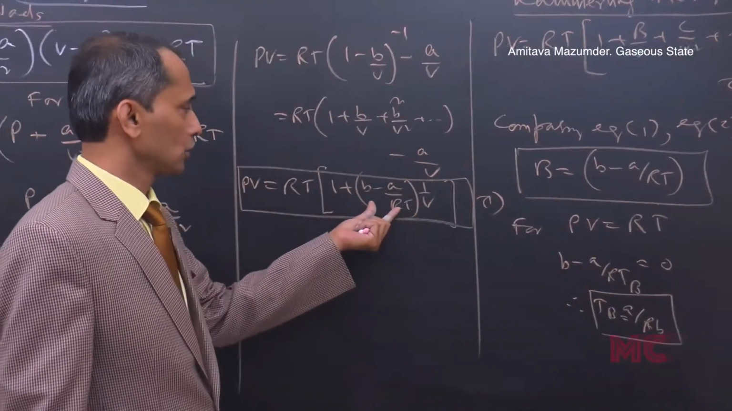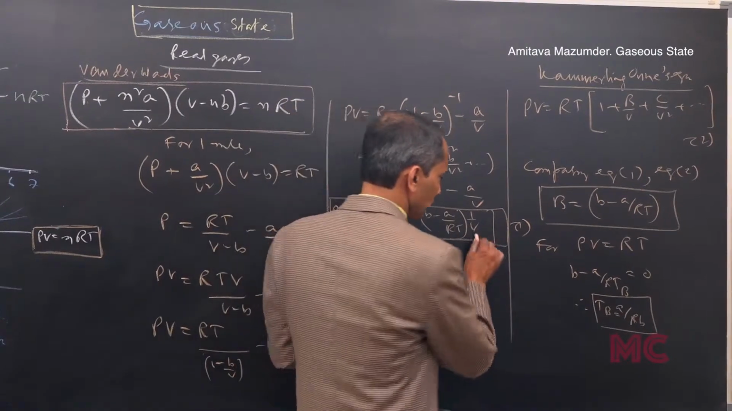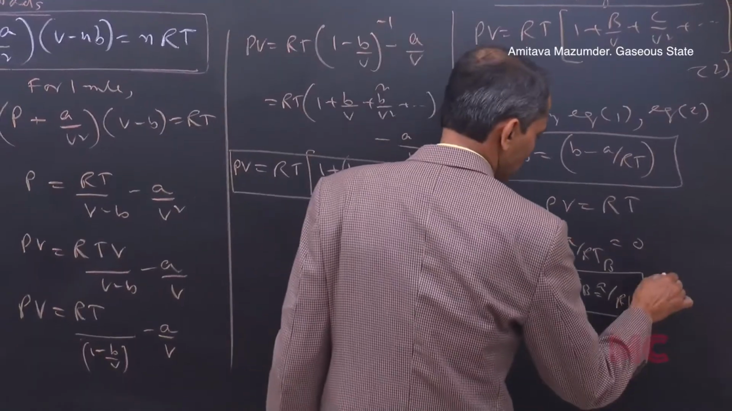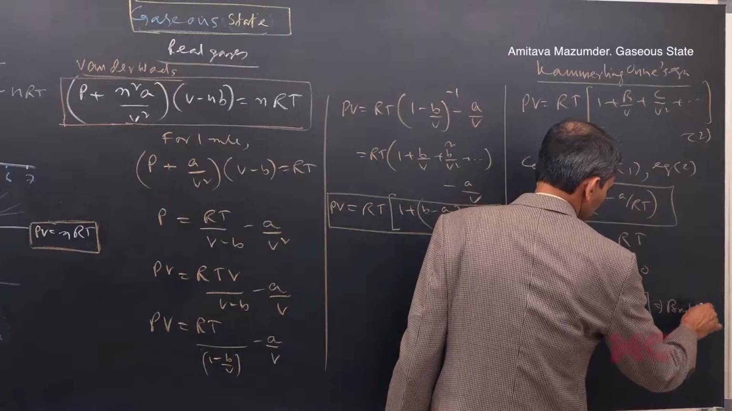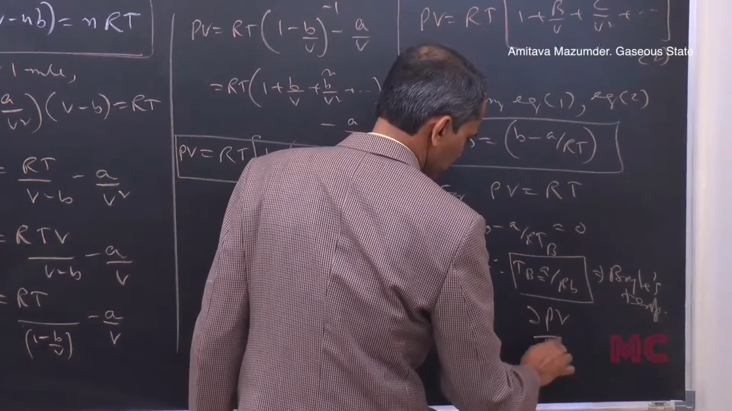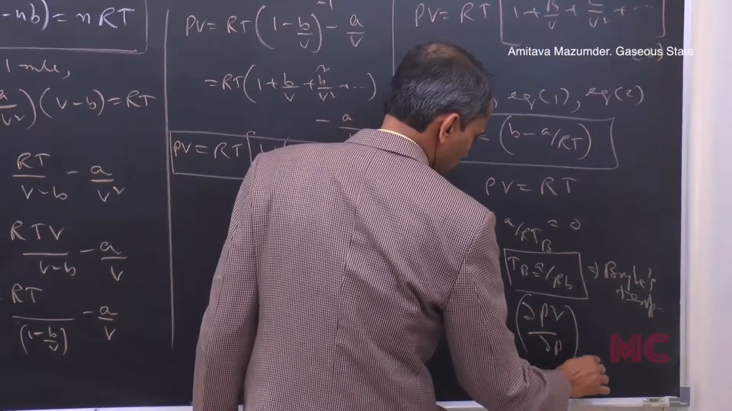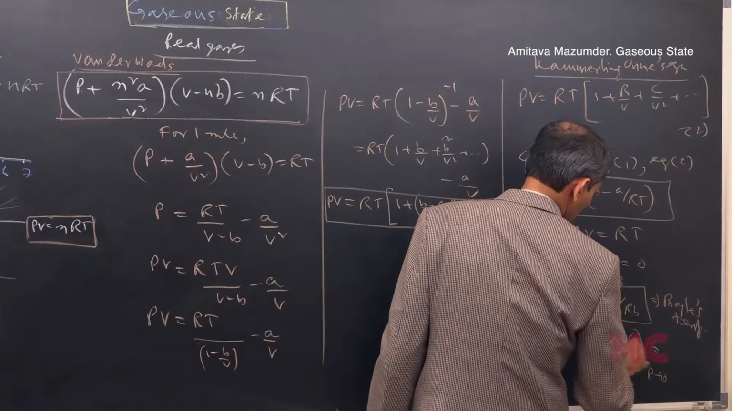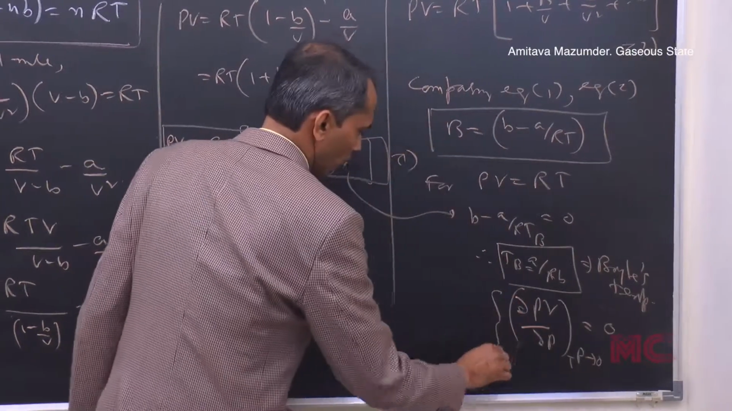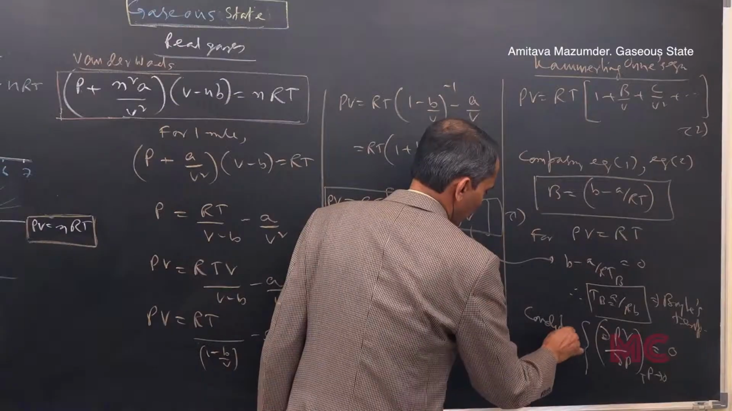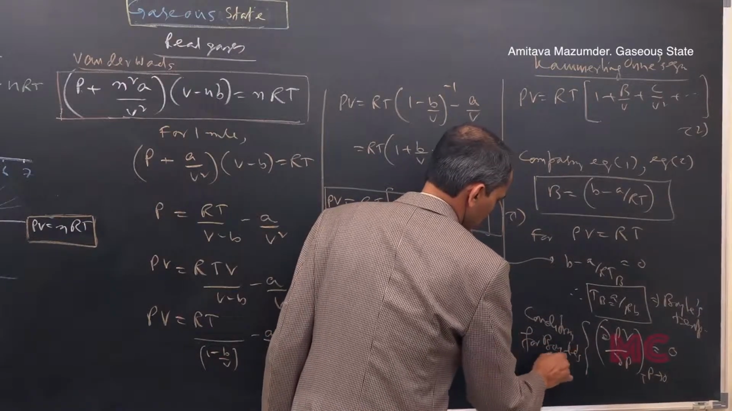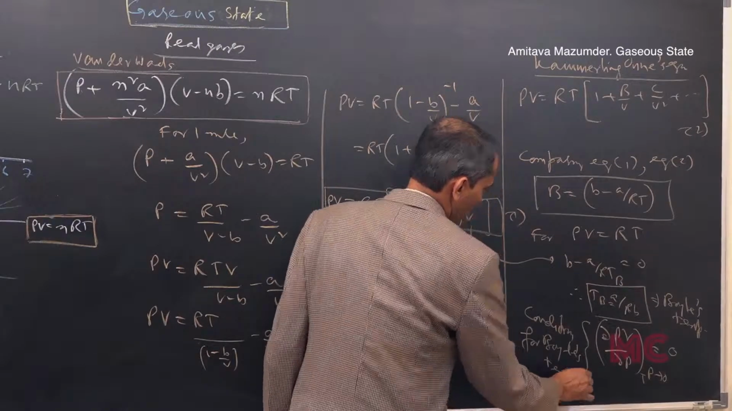So there should not be any such term from the van der Waals equation. So b − a/RT should be equal to 0. So this is called T_B = a/Rb, the Boyle temperature. And also we can say that the condition for Boyle temperature is that the derivative of PV with respect to P, as P tends to 0, is 0. And the Boyle temperature is T_B = a/Rb.